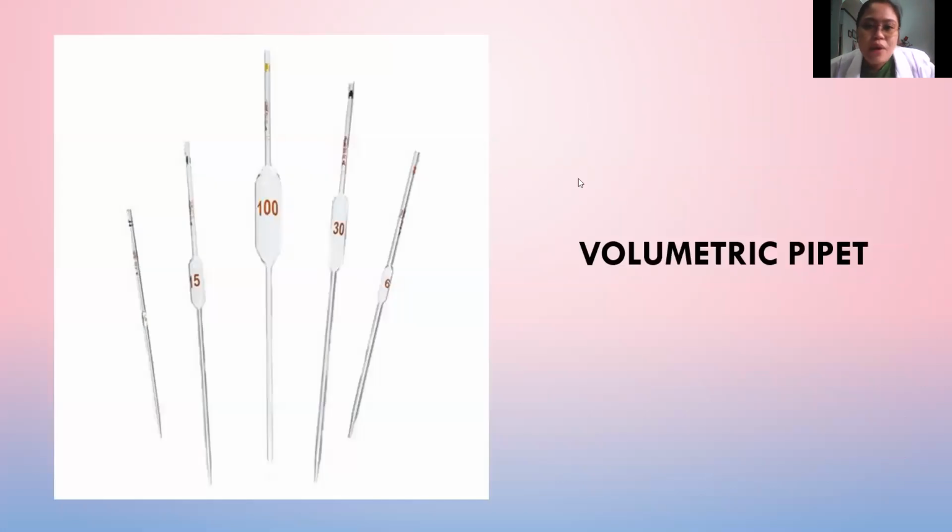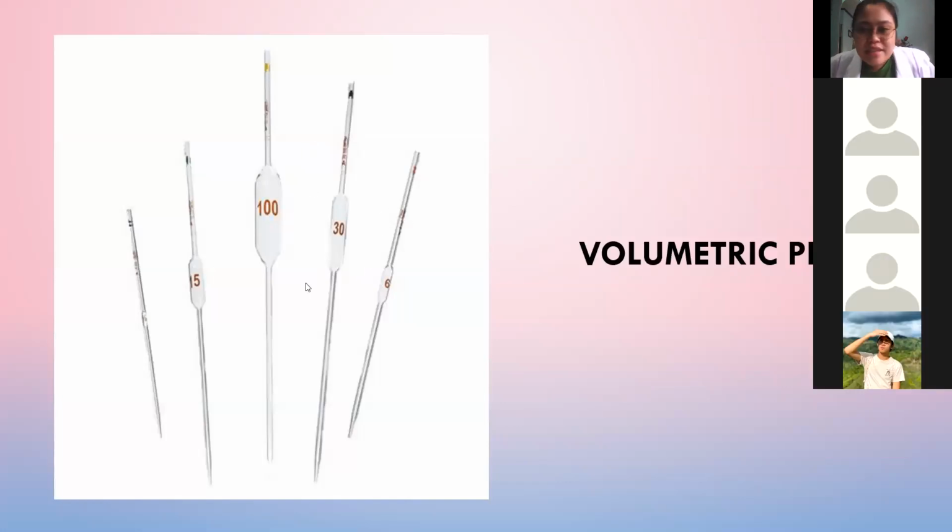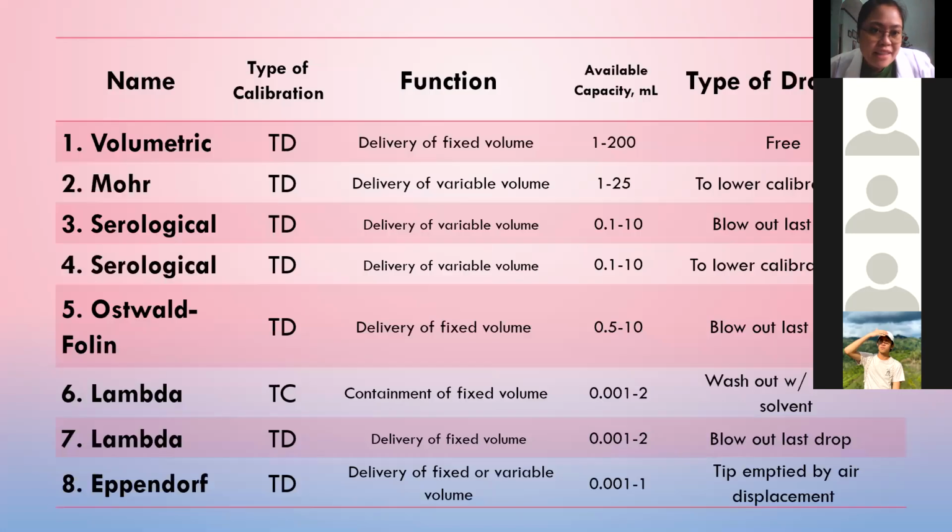So this is how a volumetric pipette looks like. You can identify them by the presence of a bulb. It looks like a bulb, and then you only have one graduation there. So when it says 100, it is designed to deliver a fixed volume of 100 ml. Again, this is how a volumetric pipette looks like. We have different volumes that it can deliver.